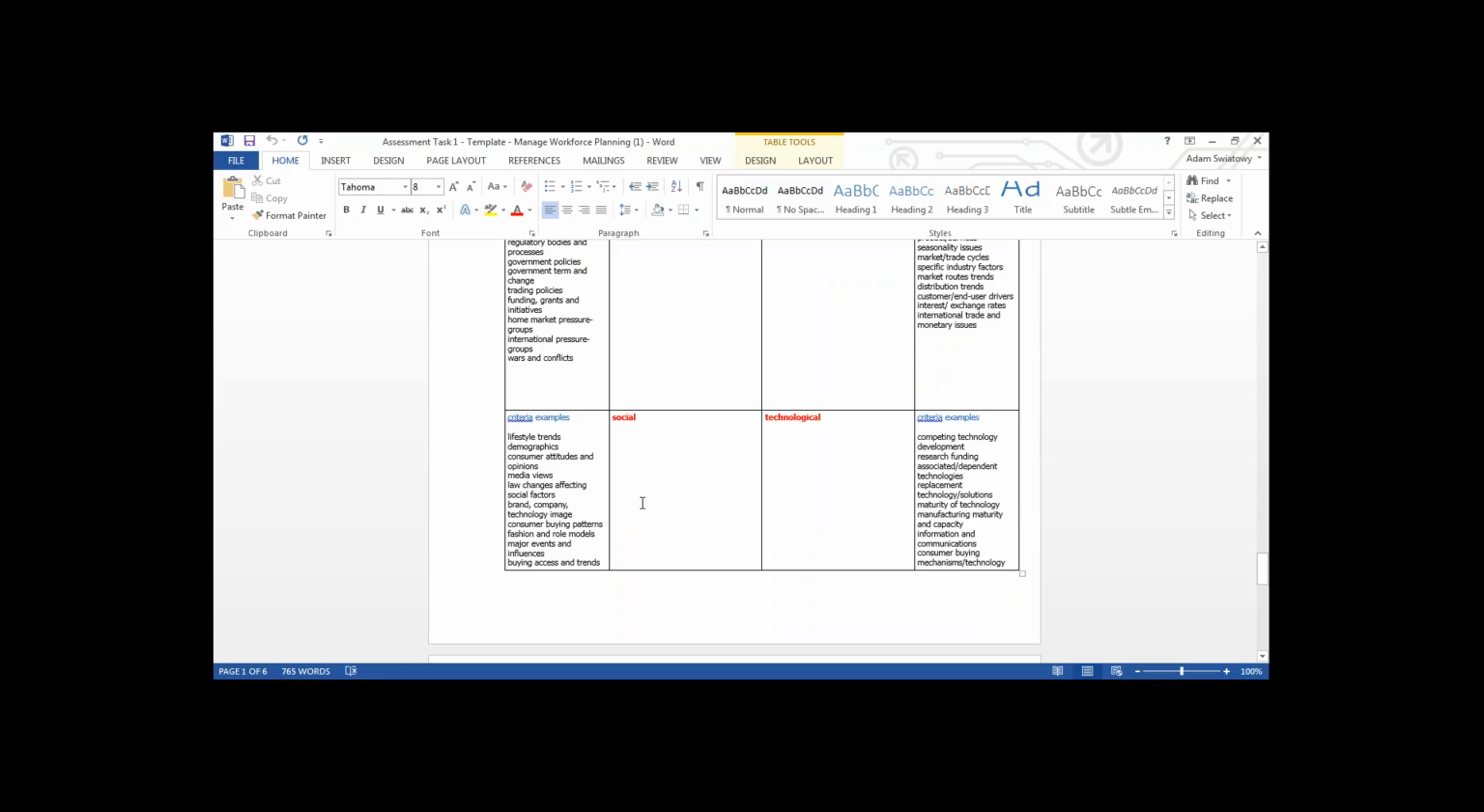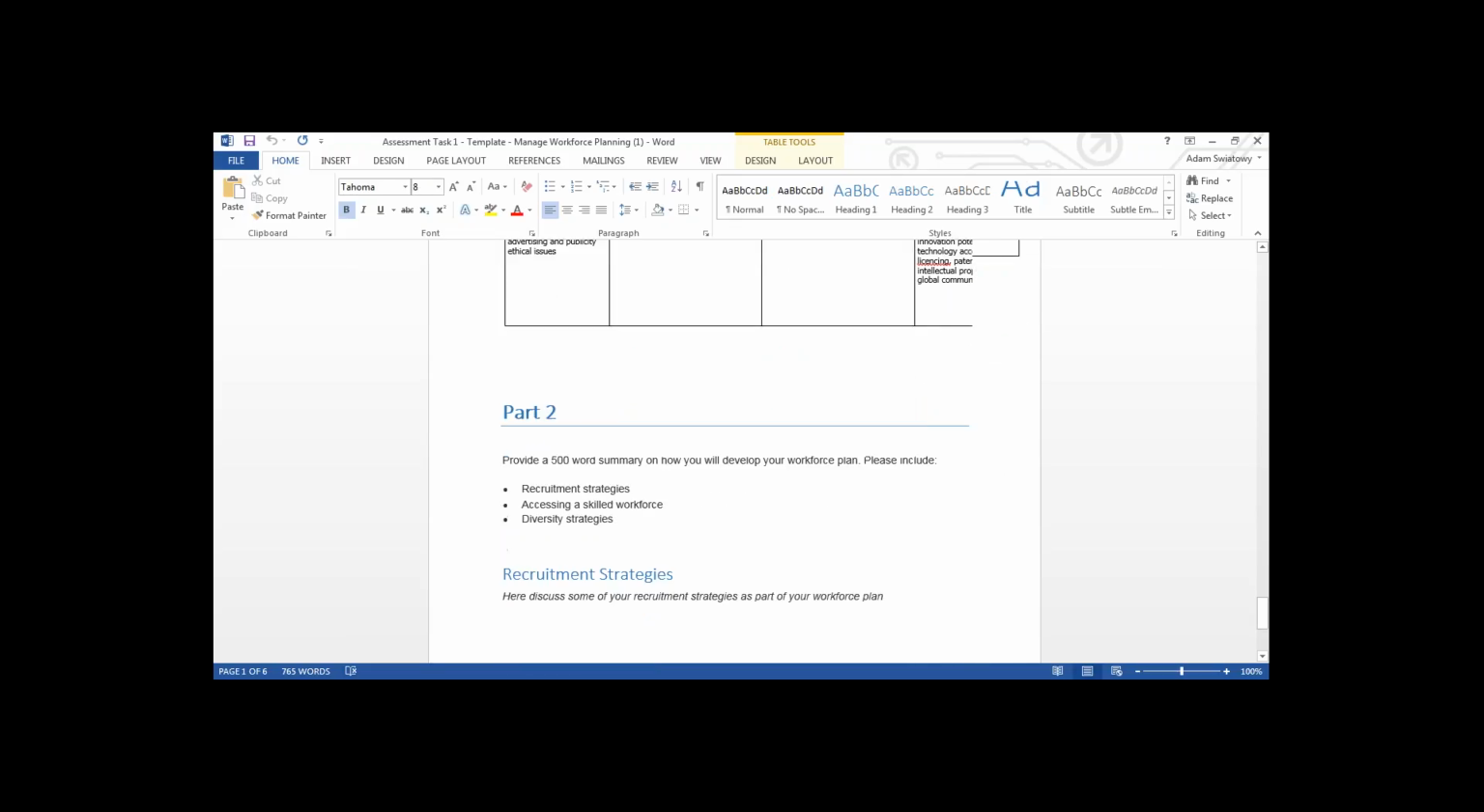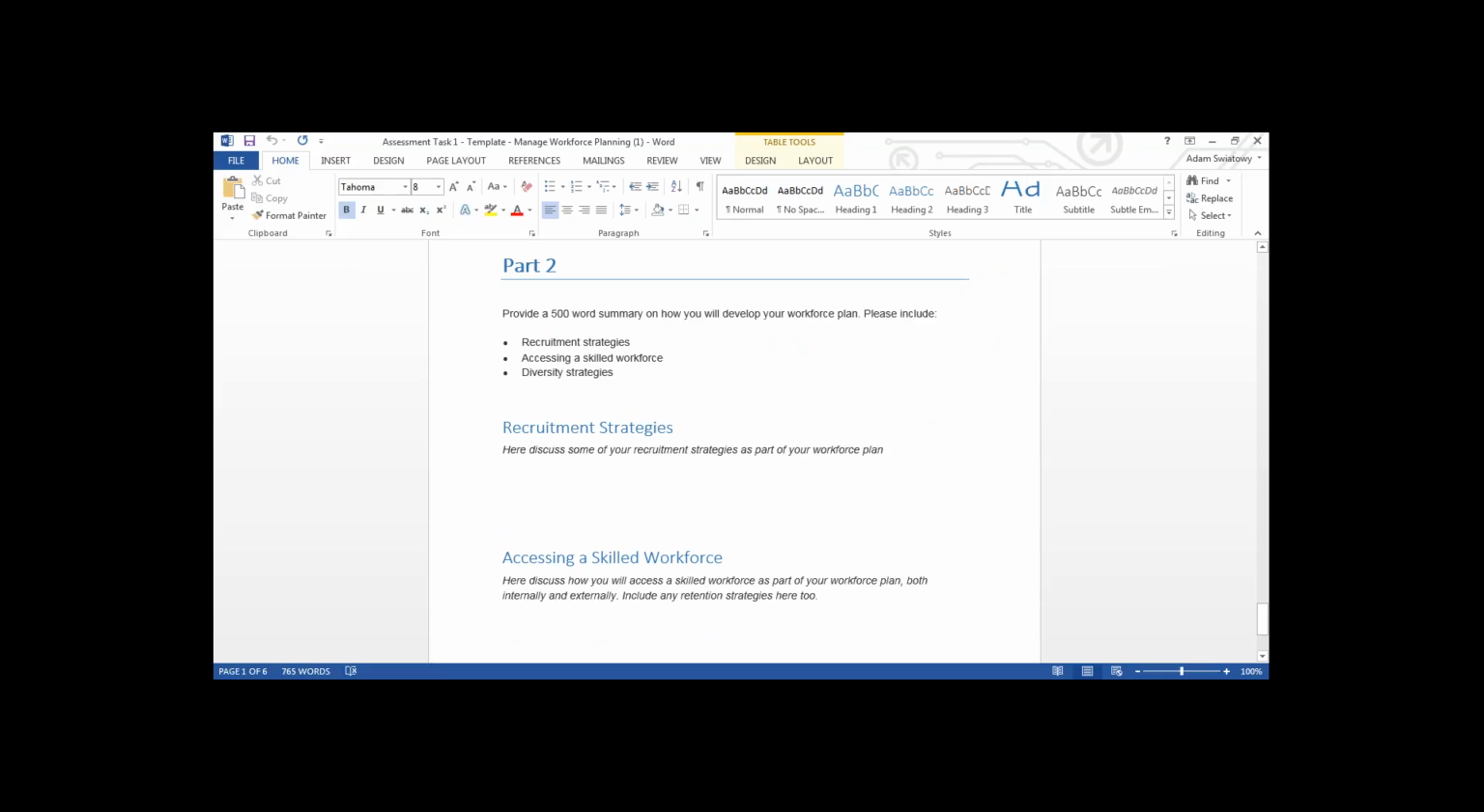Now, some of the social things relate to particular attitudes that consumers might have to your product or your service, maybe some of the media views. It could be some of the lifestyle trends that are changing. So what's happening out there? What are some of the social trends that might affect what your business is trying to achieve? And then have a look at the technological aspects. So what's happening in the world of computing? What's happening in the world of research and funding with regards to technologies? How could that potentially impact on what you are trying to achieve? So that's the first part, and that's all done. That is your workforce plan done.